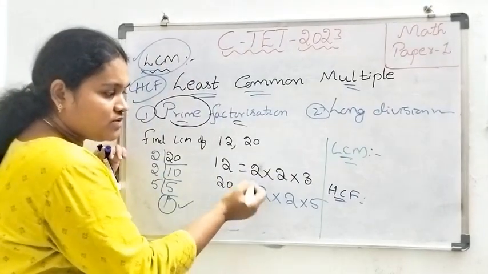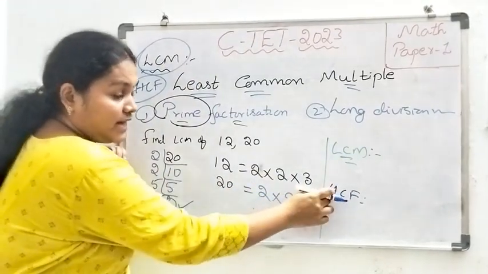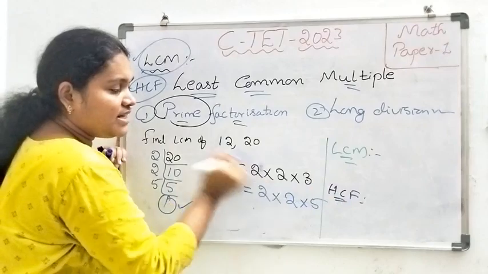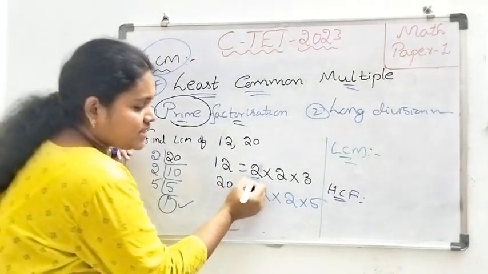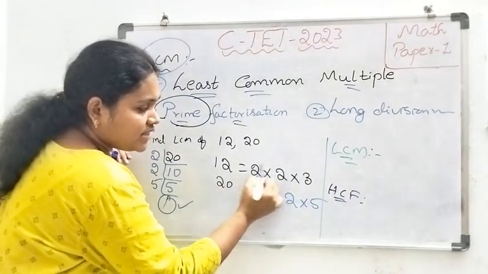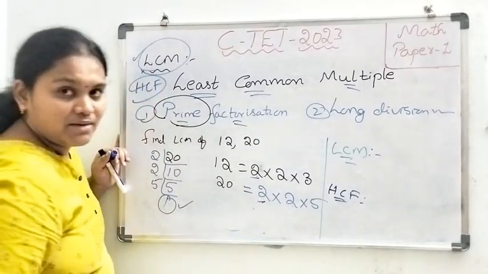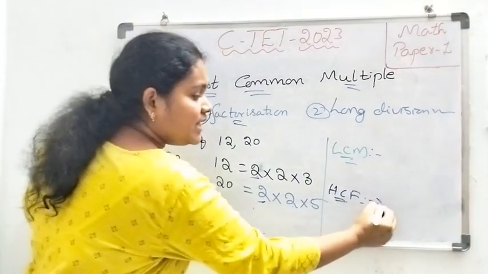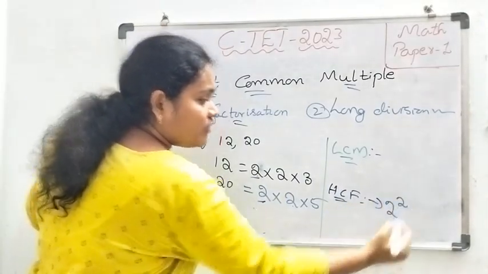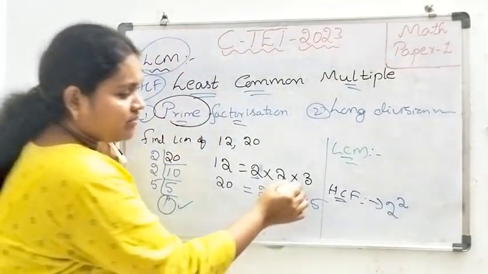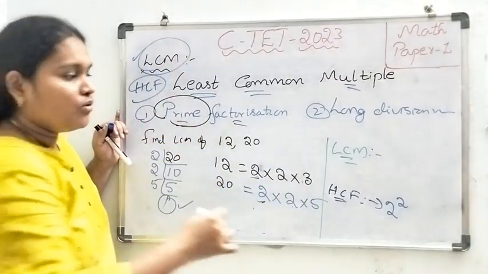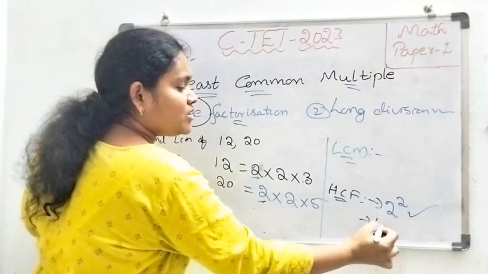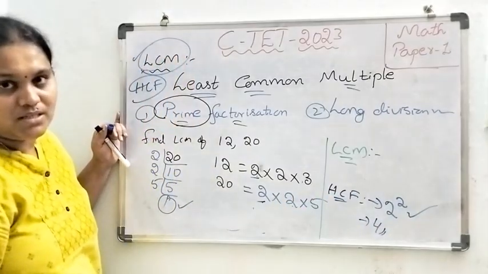So HCF means we should take the highest, the word is highest, common, least times. Like 2, how many times is it there here? 2 times. Here also 2, how many times is it there? 2 times. So commonly the least is 2 squared. And there is no other common number, so this is the only answer. 2 squared means 4 is the HCF. That's it.